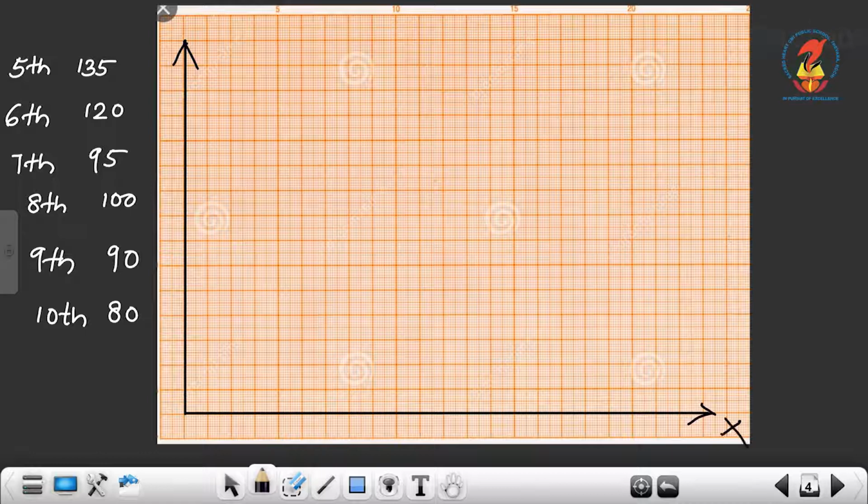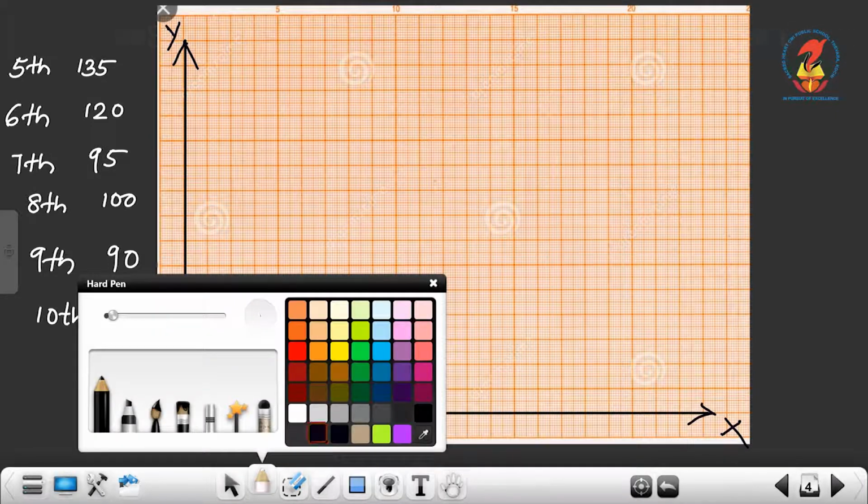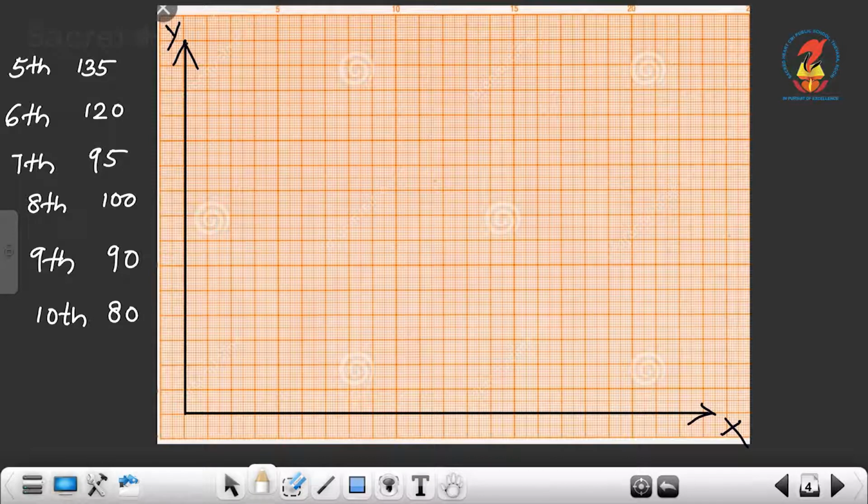This one is x-axis and this one is y-axis. So the vertical axis is y-axis. Now we already selected the scale. We have to write down the scale in the graph sheet.